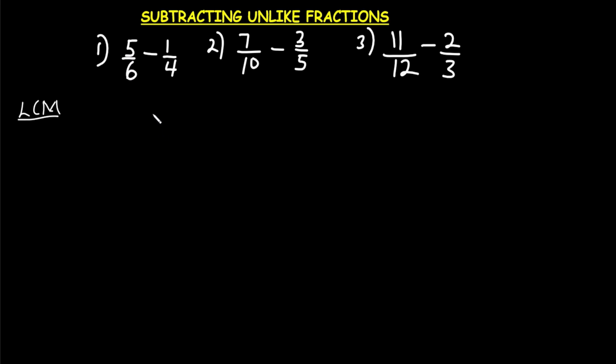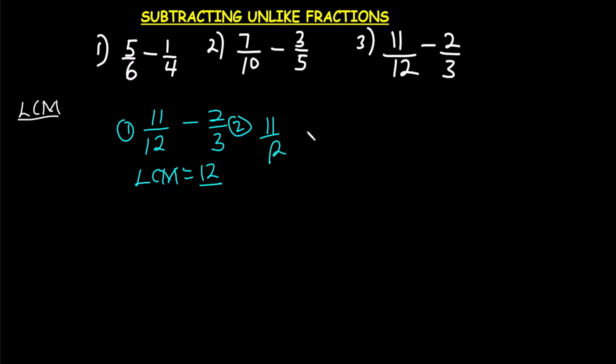In the last question, we have 11 over 12 minus 2 over 3. Because the 12 and 3 are different, they are unlike fractions, so you must find the LCM of 12 and 3, and the LCM is 12. Knowing the LCM, I will take the first fraction, 11 over 12, and equate it to the LCM: 12 times what number will give you 12, which is 1. 11 times 1 is 11.